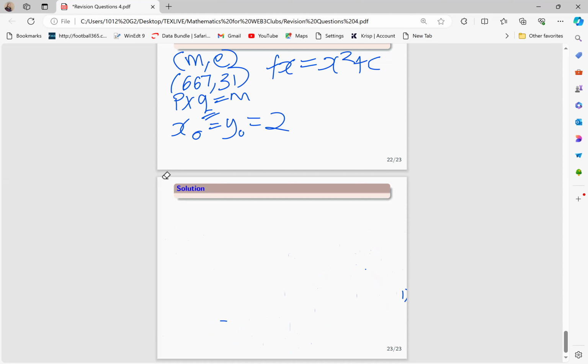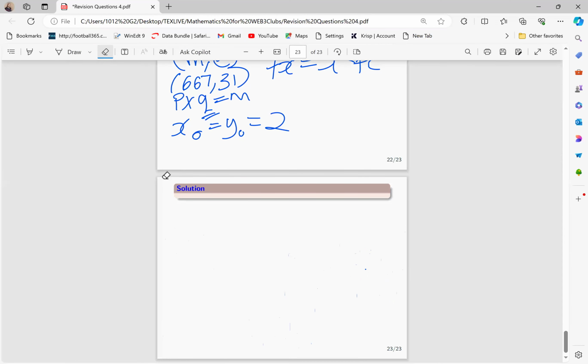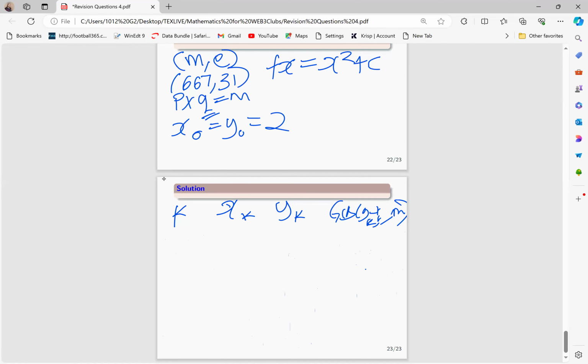Okay, so just erase here. So for the table, we have K, and we have X_K, and Y_K, and we have the GCD of Y_K minus X_K, and M. So let's start with the first value of K.